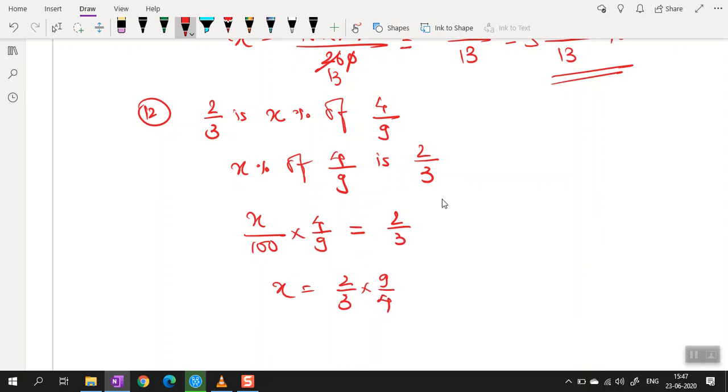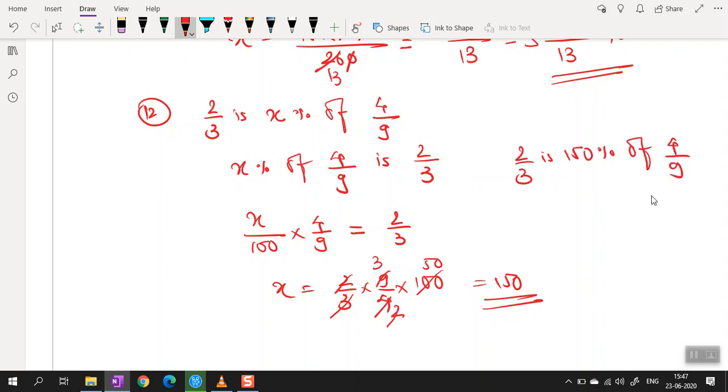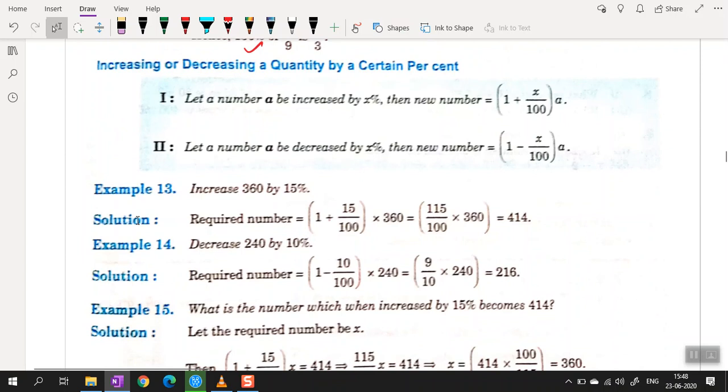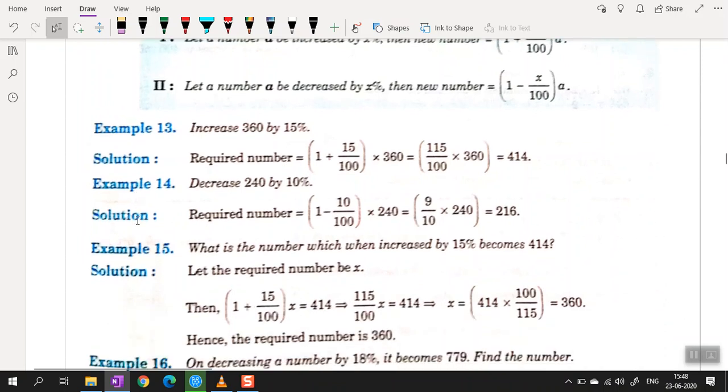Please note how I'm transferring the things to the right hand side, it is into 100. So 3 3s are 4. This one becomes 2 2s are 4 and 2 50s are 150. So the final answer is 2 by 3 is 150% of 4 by 9. Let's check the answer. 150% of 4 by 9 is 2 by 3. Absolutely correct.